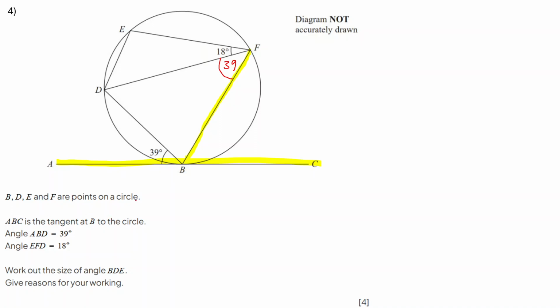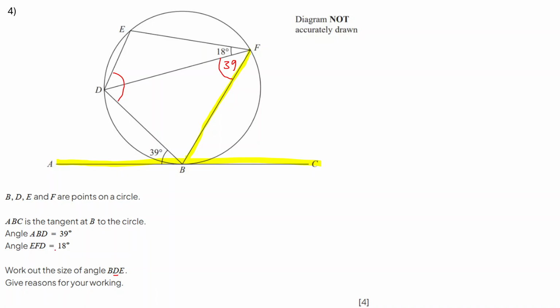ABC is a tangent at B, already drawn on there. Angle ABD is 39. I can see that. Angle EFD is 18. I can already see that. Work out angle BDE, which we're looking at. We're looking at finding this whole angle here, BDE, where D is the middle one.